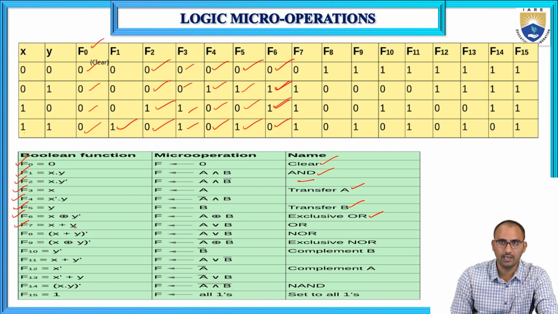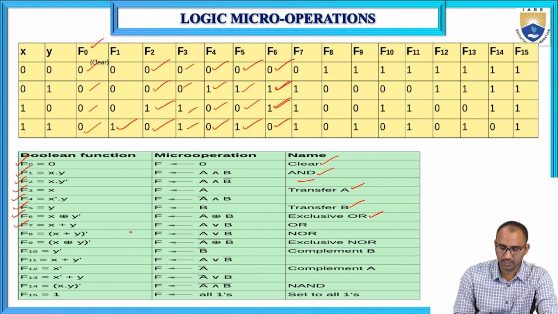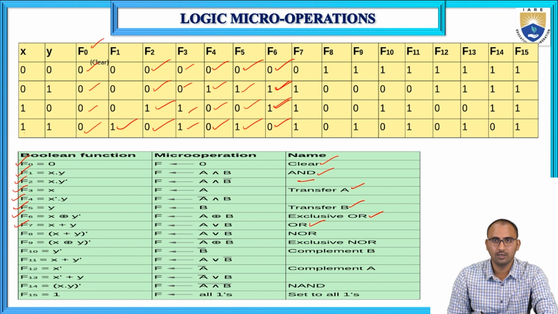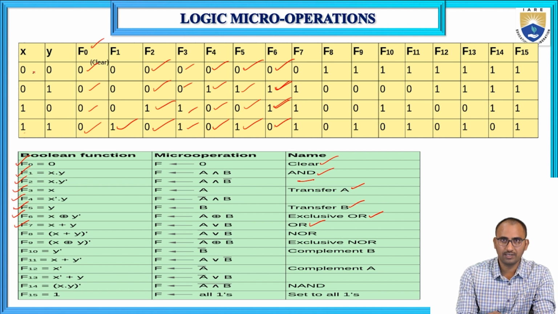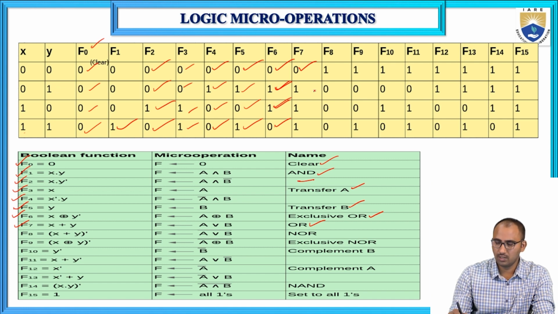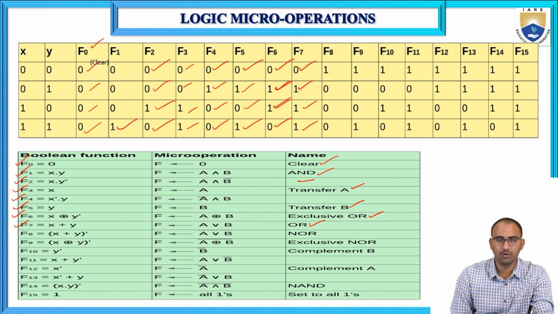F7. F7 is x plus y. That means the operation is an OR operation. What is OR operation? If any input is logic 1, then the output will be logic 1. So in the first case both are zeros, so 0. In the next case 0, 1, one input is 1, so 1. Here 1, 1, 1, because in the remaining cases one of the inputs is logic high. So that's why outputs are logic 1 here.